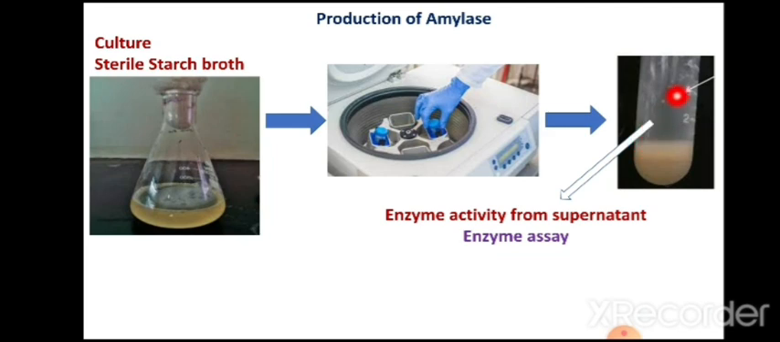We can call this supernatant the crude extract of amylase. This is the original sample. This is the crude extract of amylase. Now we want to know the concentration of amylase enzyme in this supernatant. So we'll go for measuring the activity of amylase. It is called assay. Assay is measurement. So we'll call this the amylase assay. Enzyme activity from the supernatant is determined. It is called amylase assay, or enzyme assay.